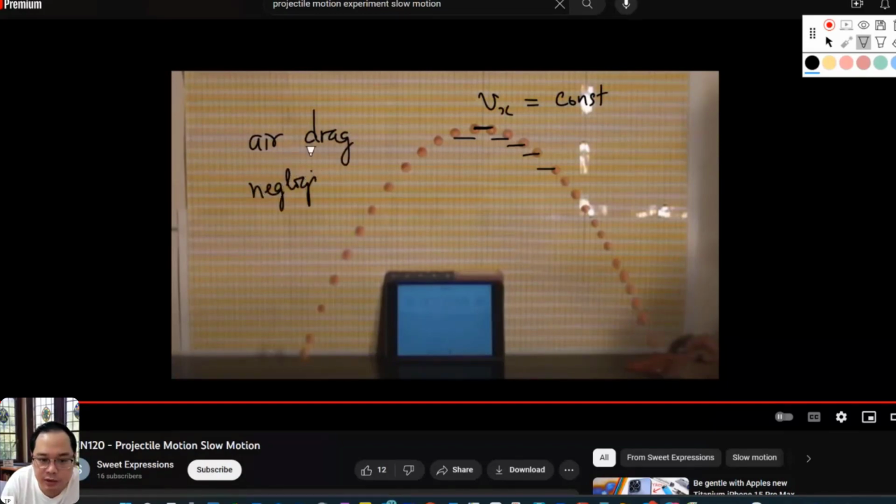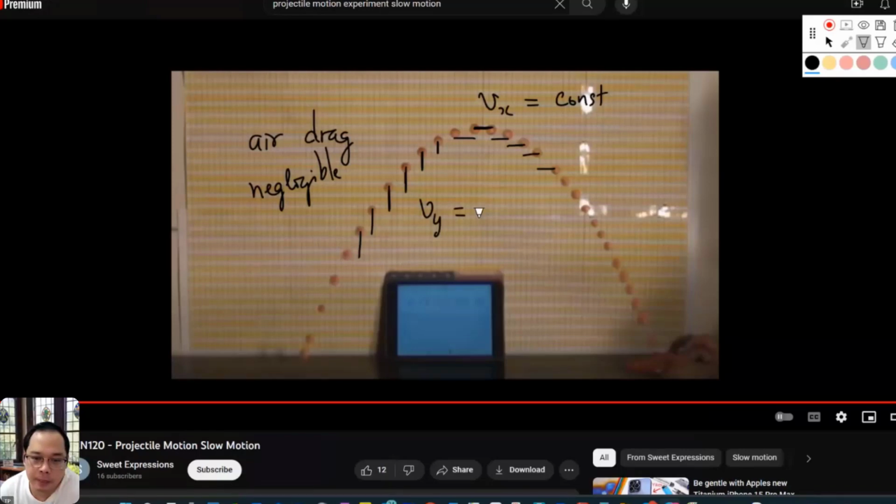But the vertical distances are not the same. You can see it here. This is the vertical distance between the two consecutive points, and now the next distance, you can see that it is increasing, meaning that the vertical velocity Vy is increasing.